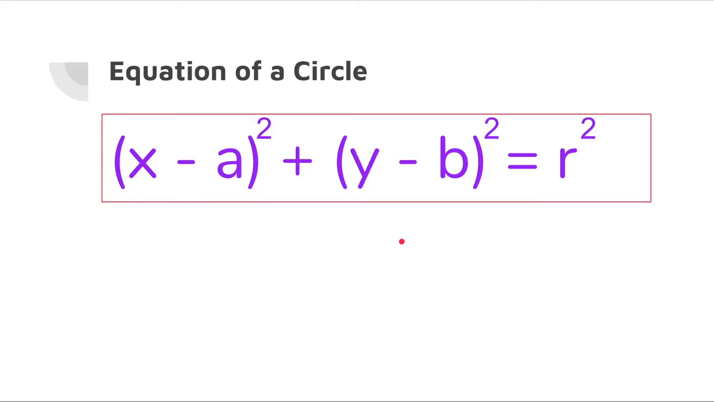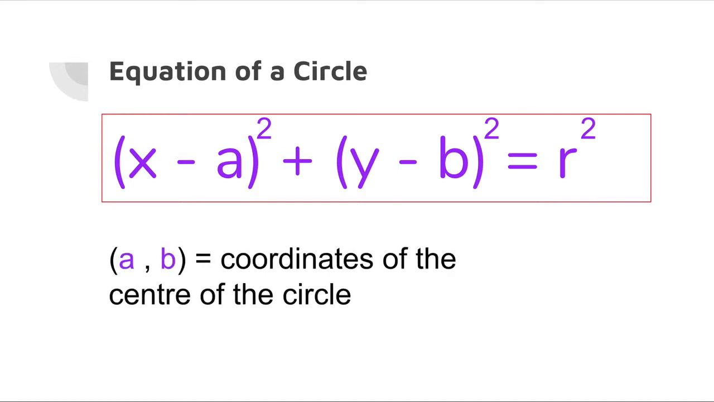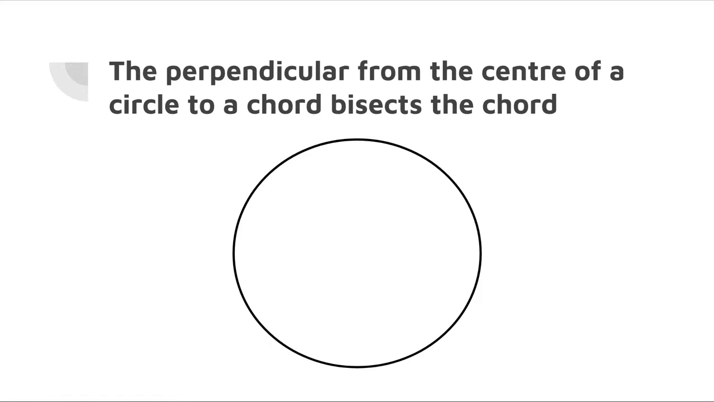So the equation of a circle is given by x minus a all squared plus y minus b all squared is equal to r squared, where a, b are the coordinates of the center of the circle, and r is the radius. Now onto some key theorems and rules which you need to know for this chapter.